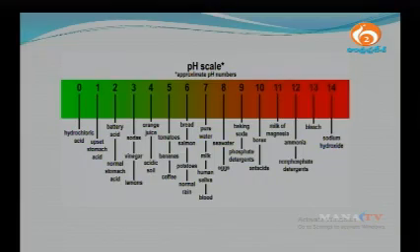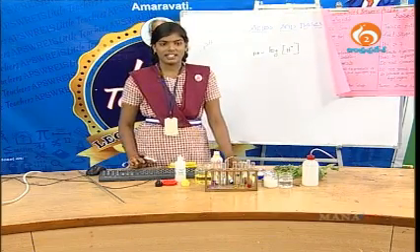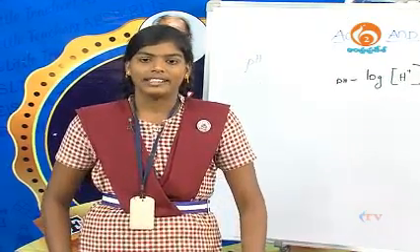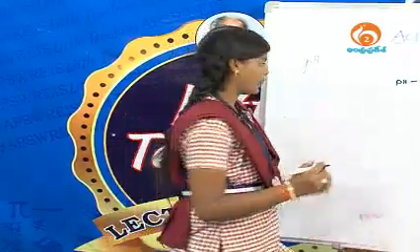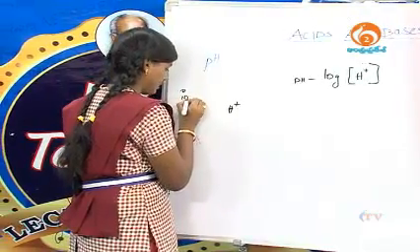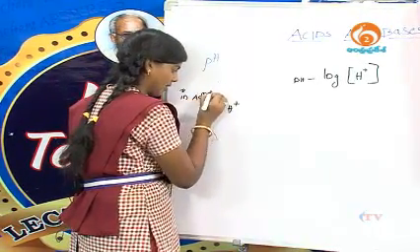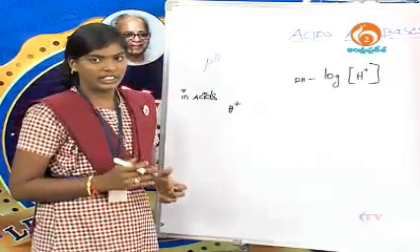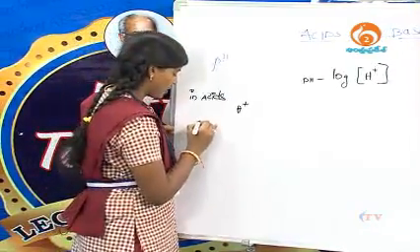We know the Arrhenius theory suggests that acids dissociate in water to give hydrogen ions. In bases, they dissociate in water to give hydroxide ions.